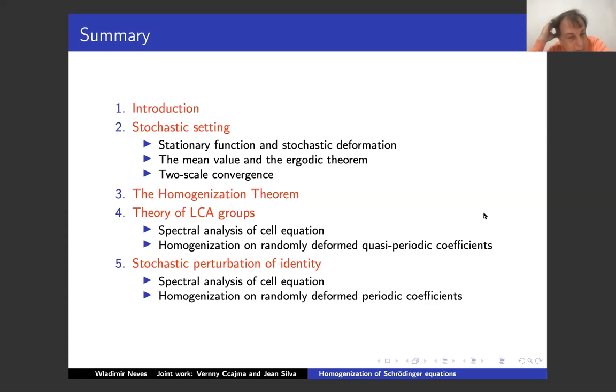We are going to pass through some locally compact abelian groups, Sobolev spaces and locally compact abelian groups. We'll try to convince you why this is really important to our context. And then we are going to give you another application of this theory in what we call stochastic perturbation of the identity. So we are going to give you two really applicable examples of the theory in one problem. And another one is chapter 5, the stochastic perturbation of the identity.